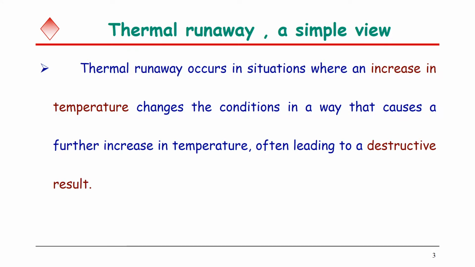In simple terms, thermal runaway occurs wherever there is an increase in temperature. This increase in temperature leads to further increase in temperature, often leading to a destructive result. That is, due to a certain increase in temperature, the process is enhanced, which results in further increase of temperature. This further increase becomes cumulative, and thereby it leads to destruction of the particular device we are utilizing.